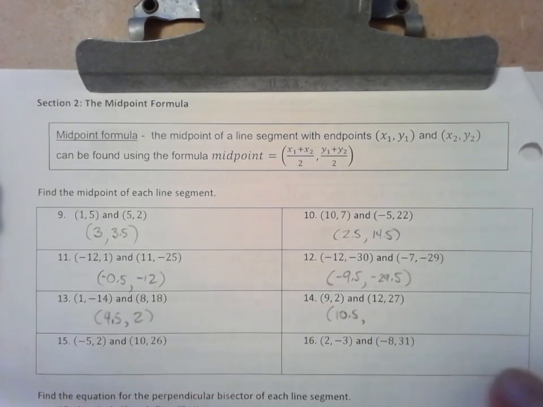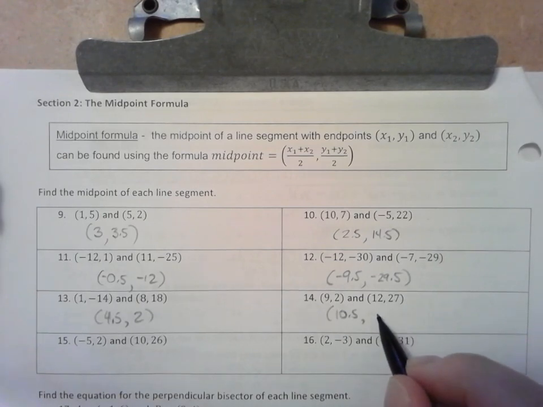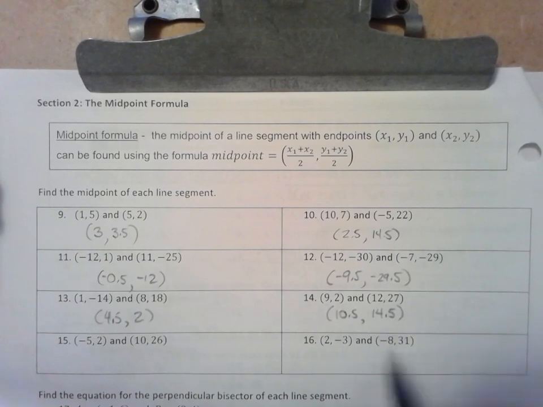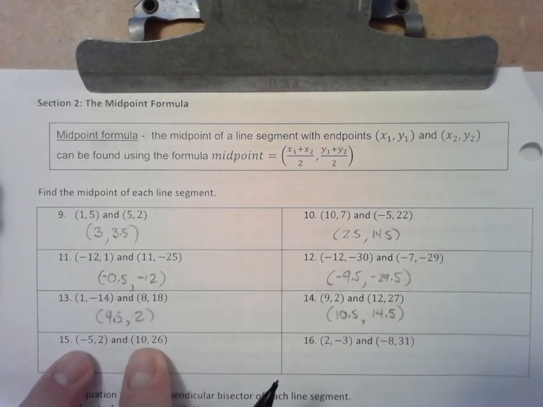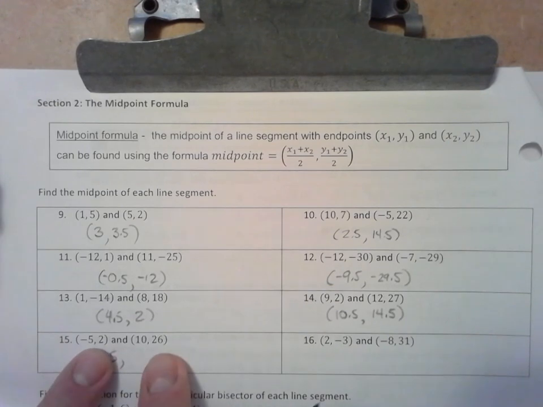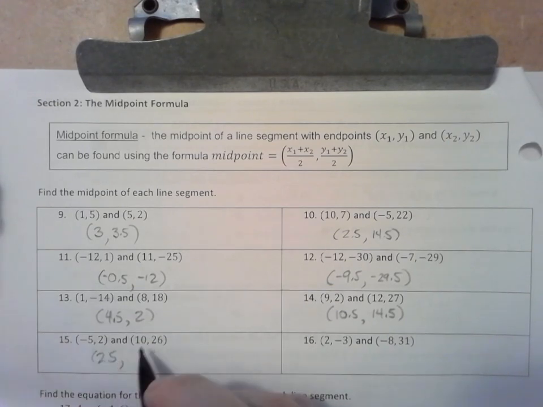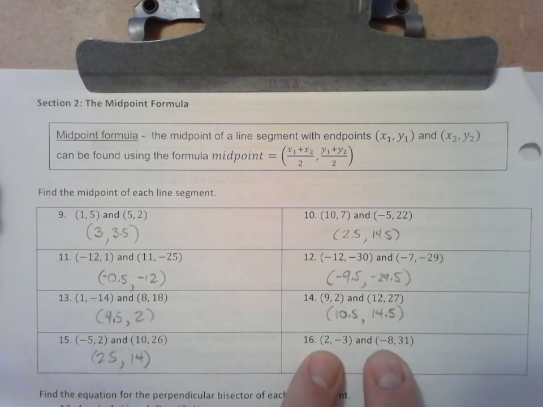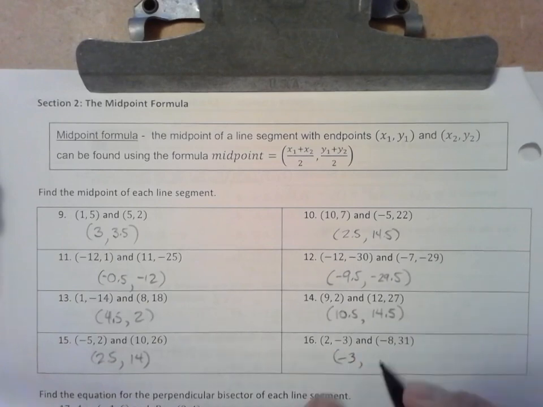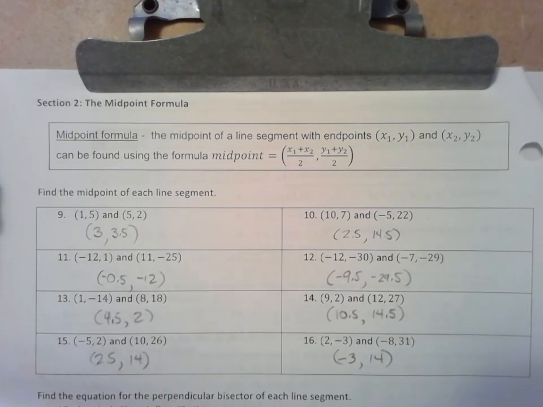Add together 29 divided by 2, 14.5. Add together 5 divided by 2 is 2.5. Add together 28 divided by 2 is 14. Last one, add together negative 6 divided by 2, negative 3. Add together 28 divided by 2, 14. These are the midpoints of segments with these following endpoints.